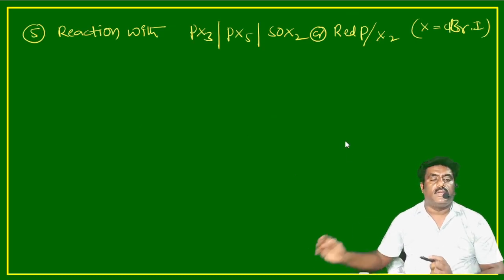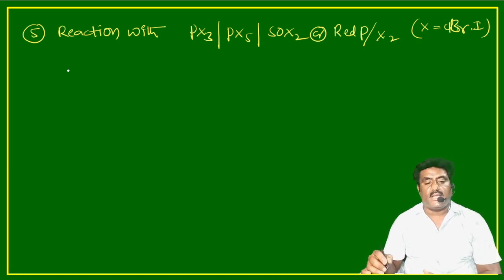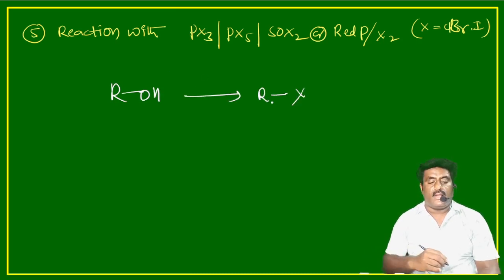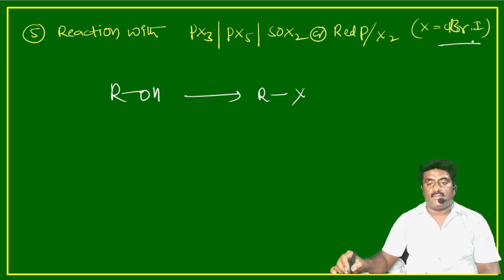Next is reaction with phosphorus trihalide, pentahalide, thionyl halide, and red phosphorus. So all alcohols with these reagents give alkyl halide. Yes. See.